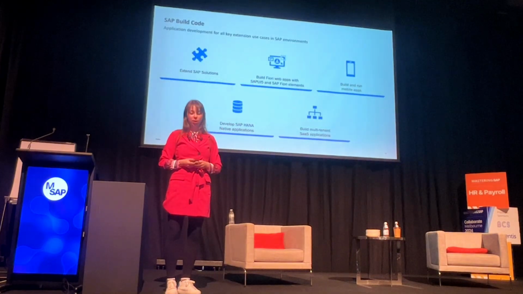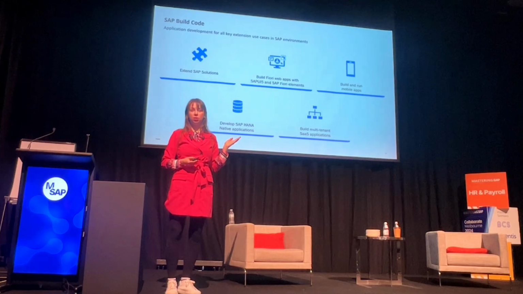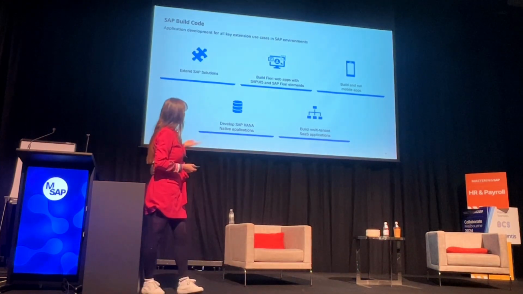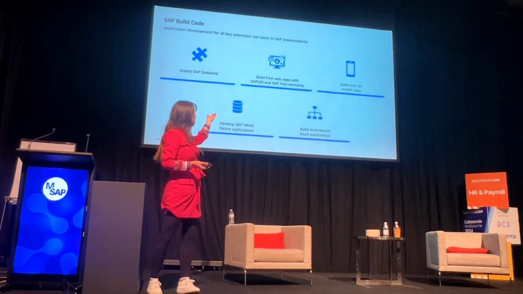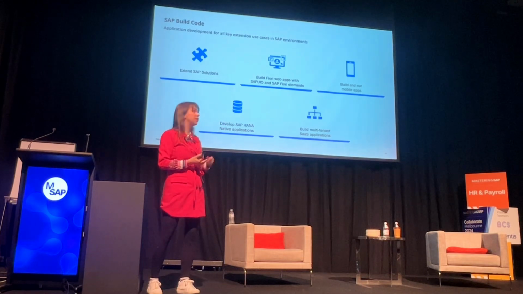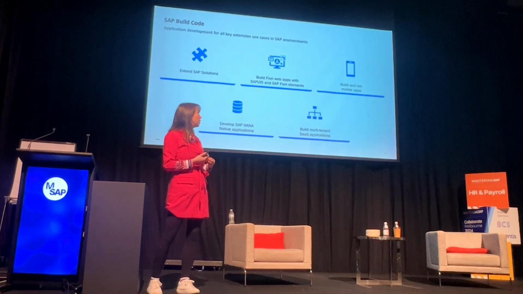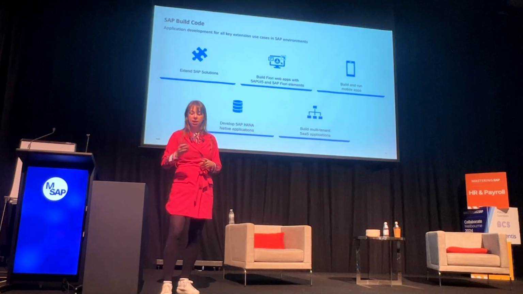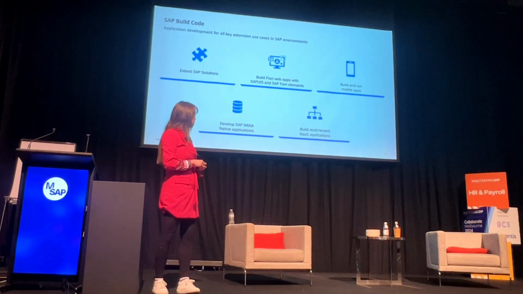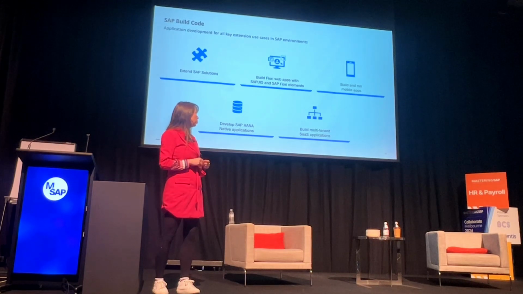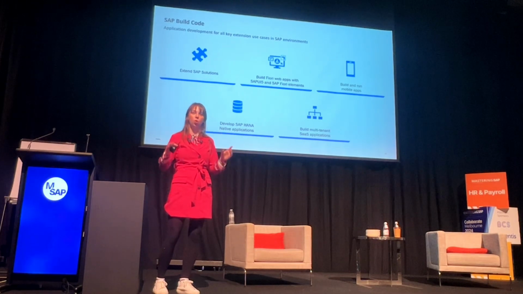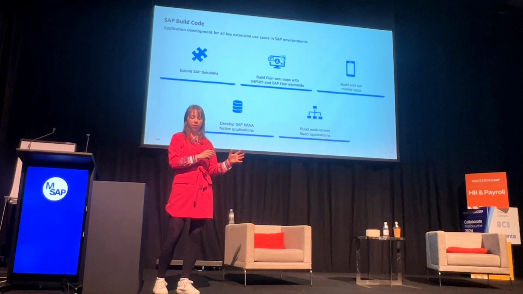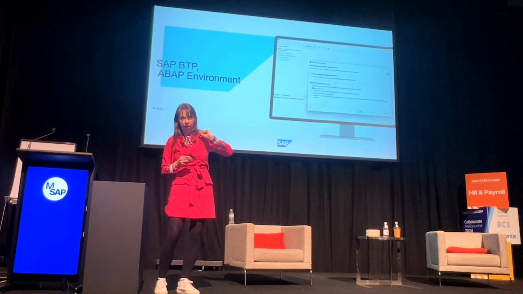But of course, it's not all about AI. It's also about all these different parts in terms of how to build your extensions. So of course, extend your SAP solutions, use some of the Fiori capabilities with Fiori UI5 and SAP Fiori Elements, create and run different mobile applications, develop SAP HANA and native applications, and also build multi-tenant SaaS applications. So this is all what you can do in this area. But you can't use ABAP in there yet.